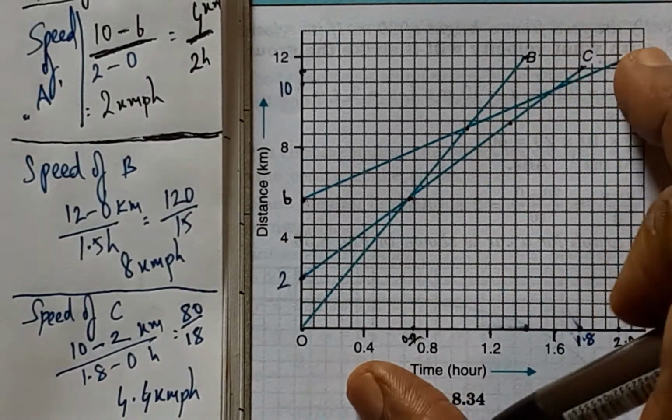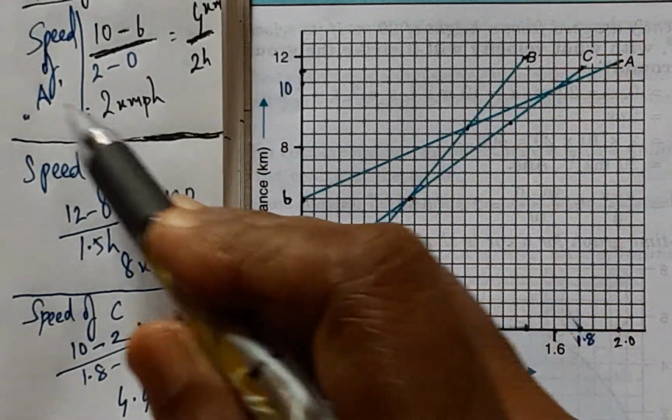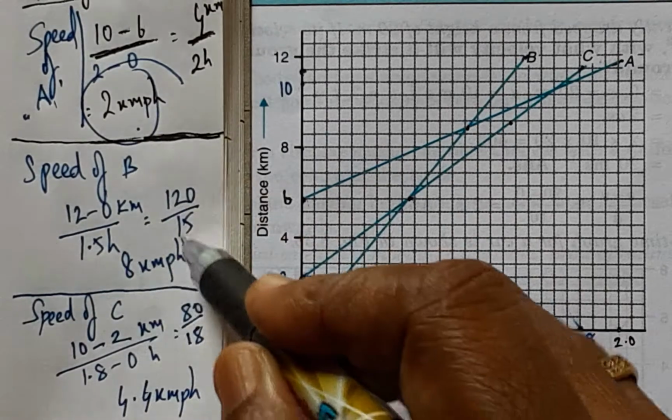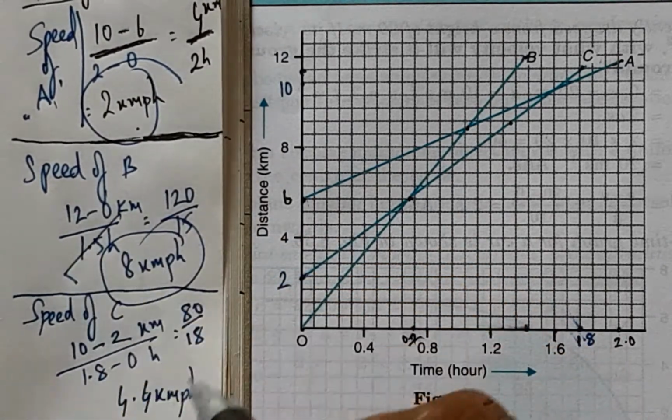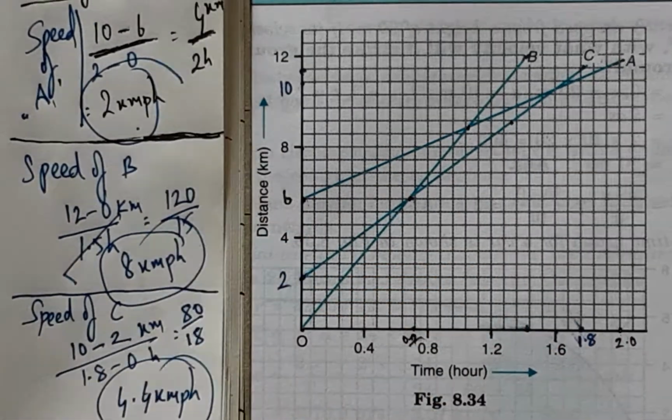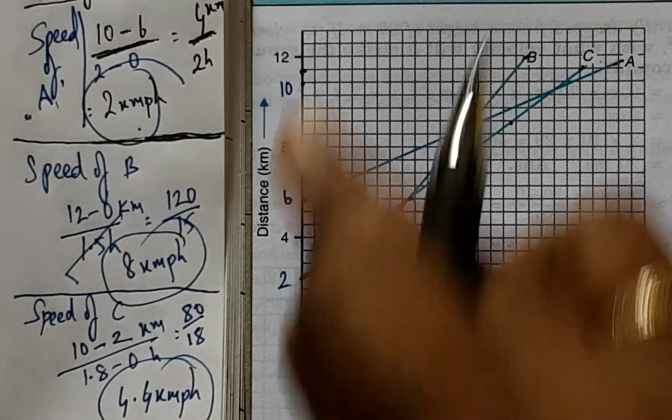So completely we have arrived at the speeds of A, B and C. Even from the given graph, it is possible to calculate. A has travelled 2 kilometers per hour, B is travelling the fastest, and C is the second fastest. This is the interpretation of this graph.